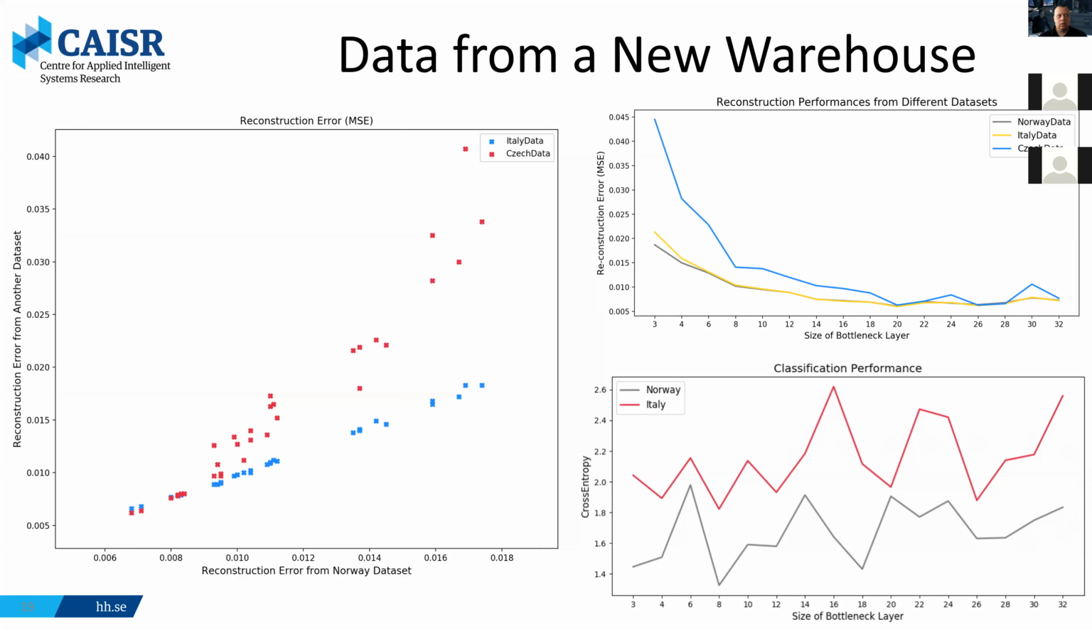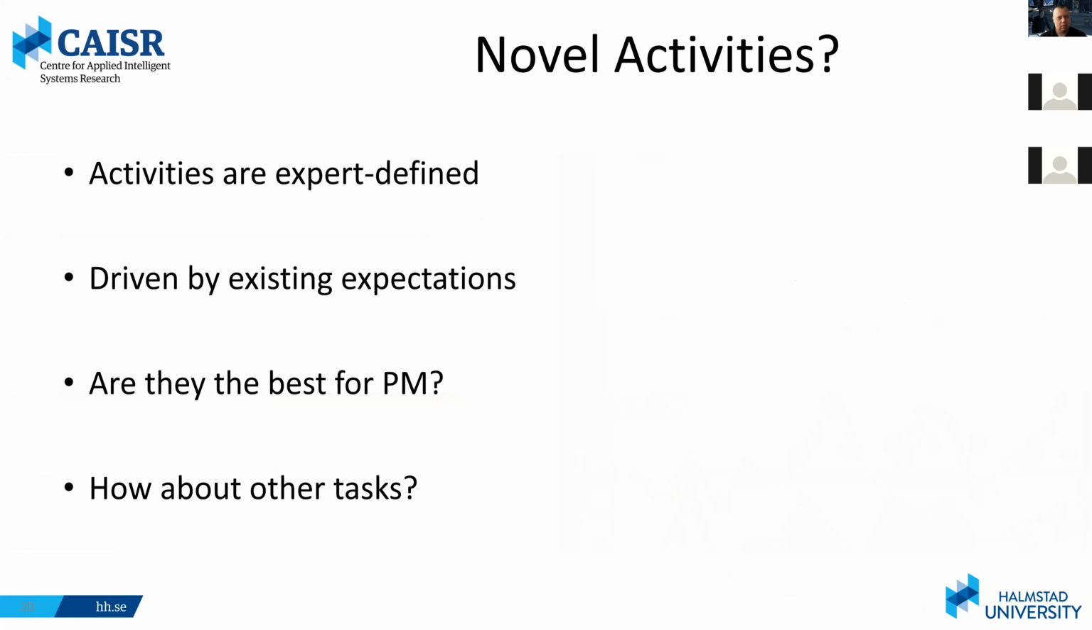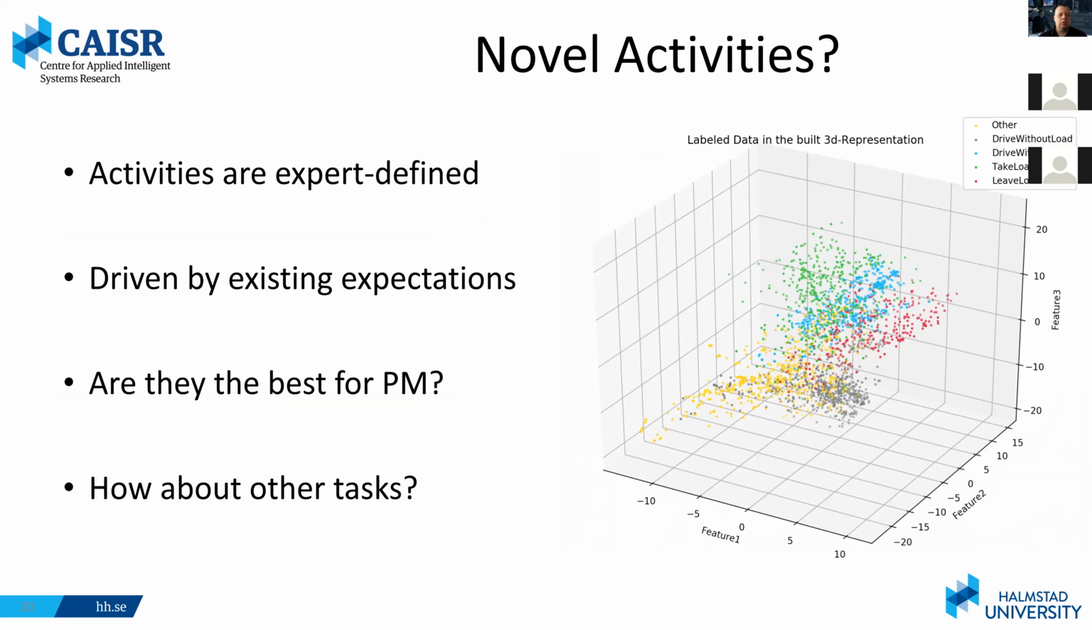And in this particular case, we were also only looking for the activities that were expert defined. So we knew that we are interested in, let's say, those 5 activities. So this is what the people from the company expect. But how do we know if those actually are the best activities? Maybe there are other ways in which we can describe what the vehicles are doing that would actually be better for predictive maintenance or for any other tasks that we are interested in.